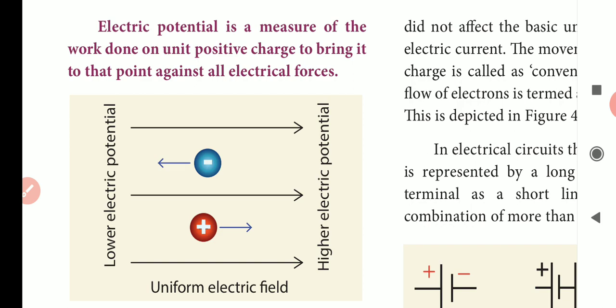Here the positive charge moves to the right side, this is high electric potential. The negative charge moves towards the left side, lower electric potential.